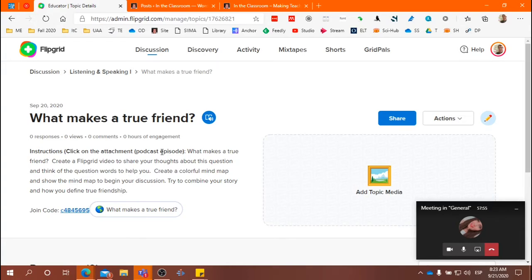What makes a true friend? And I would like for you to think about telling a short story and define what a true friend is. Again, a minute to a minute and a half. You don't have to go into detail about the story, but try to tell the story and answer the question, what makes a true friend? Think about the question words. What? So what is a true friend? When is a friend a good friend? Why? Why is it important? When? Where? With whom?